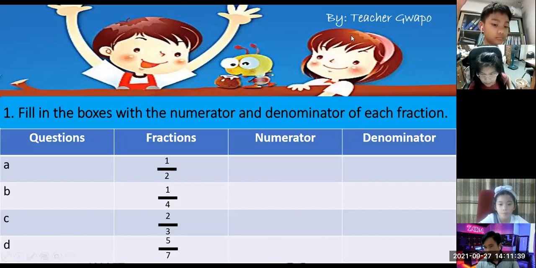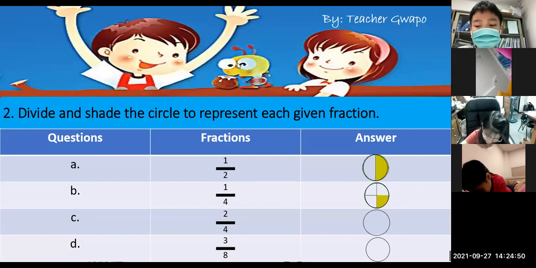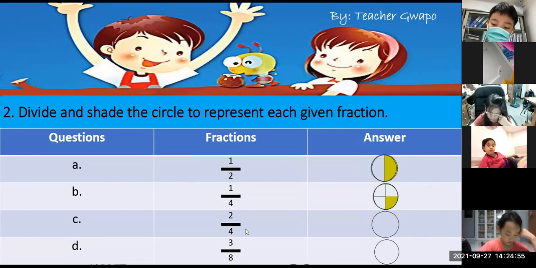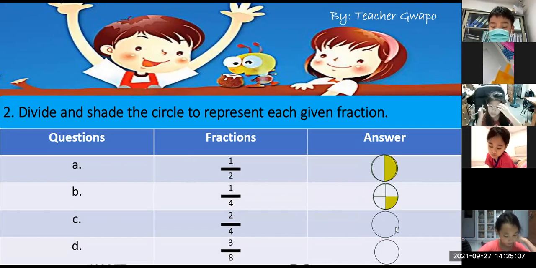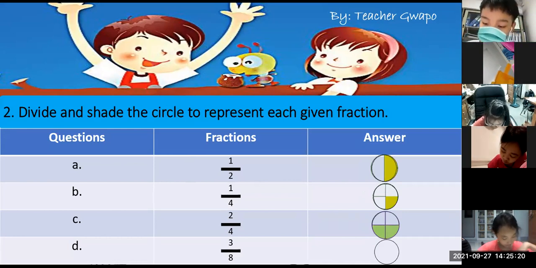Now everybody, get your workbook. Next, letter C, 2/4. You will divide into 4 parts, just like in letter B. 1, 2, 3, 4. 4 parts, right? So in letter C, you will divide into 4 parts, but you will shade 2 parts. So like this. 2 parts are shaded.